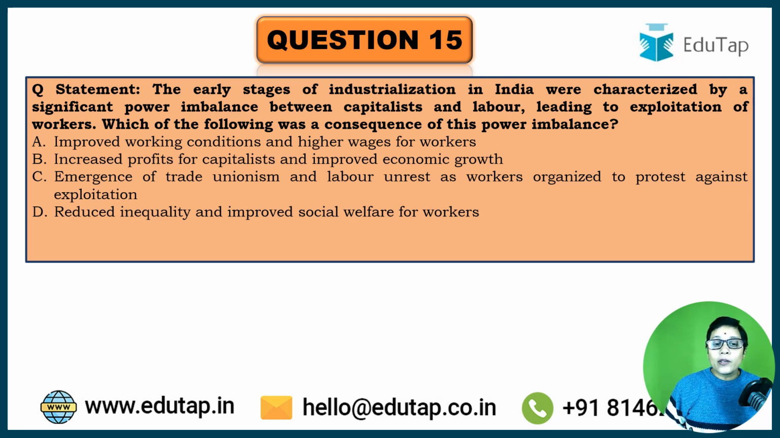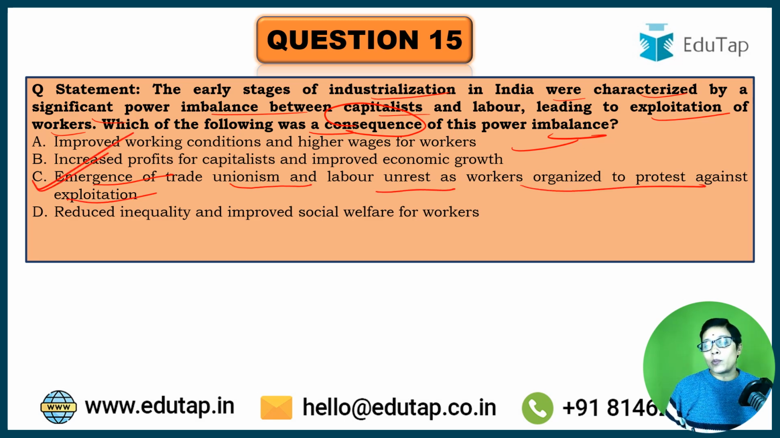So moving on to our next question, the statement says the early stages of industrialization in India were characterized by significant power imbalance between the capitalist and labor. Because the capitalists at that time used to consider these workers simply tools of production. So this led to the exploitation of the workers. Which of the following was a consequence of this power imbalance? Because of this unrest started, and most important, this has led to lay the foundation for the seeds of trade unionism. So it gave way for the emergence of trade unionism and labor unrest as workers organized to protect against such exploitation.